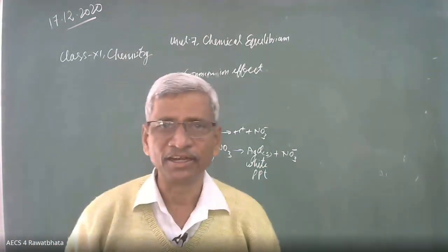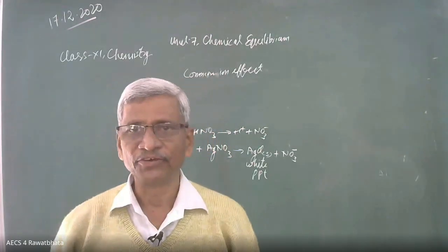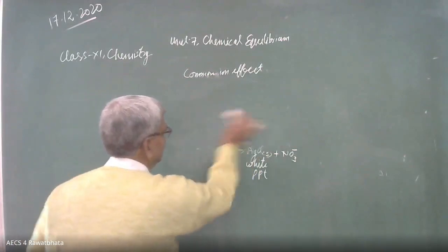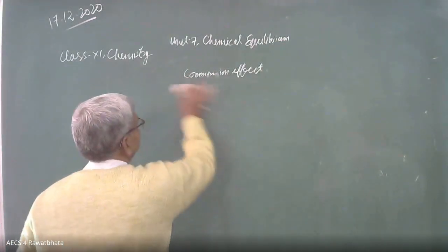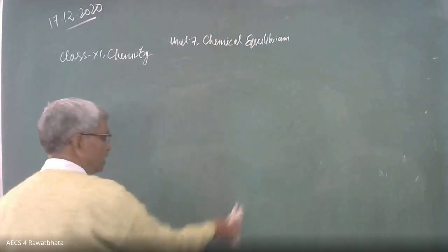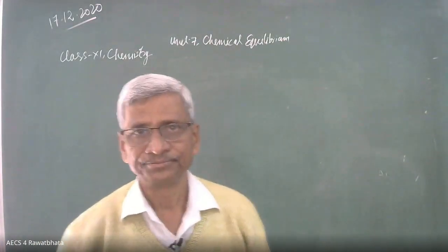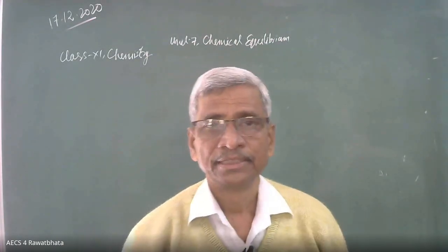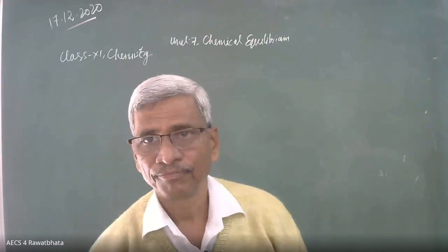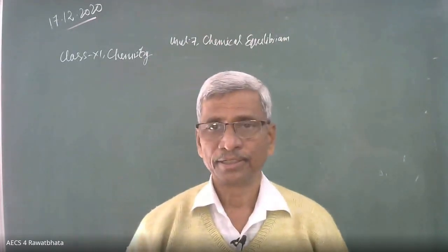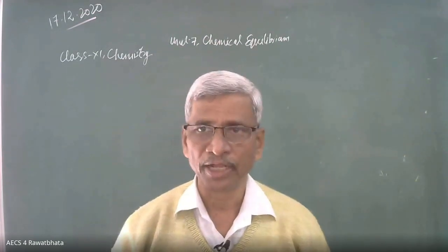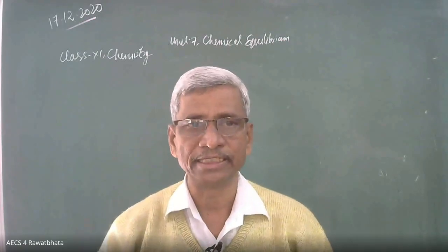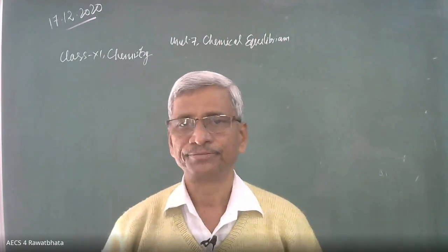So these things are related to laboratory work, and unfortunately we are not doing these experiments in the lab. That's why many things may not be clear. So this is the common ion effect. On the whole, its meaning is: if we add a strong electrolyte having a common ion of the weak electrolyte, the ionization of the weak electrolyte is going to decrease. That is called the common ion effect. Okay, beta?